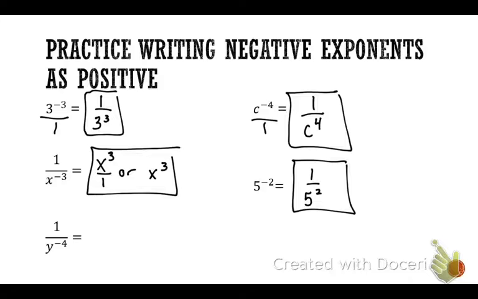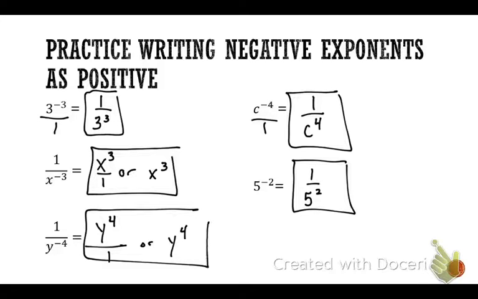Okay. Mariana, what did you put? Y to the 4th power. Now, if I put it over 1, is that wrong? No, but it's not needed. So she just said y to the 4th power, and she's correct. All right. Any questions? Are you guys kind of getting the hang of it? Moving the term to the opposite side of the fraction.